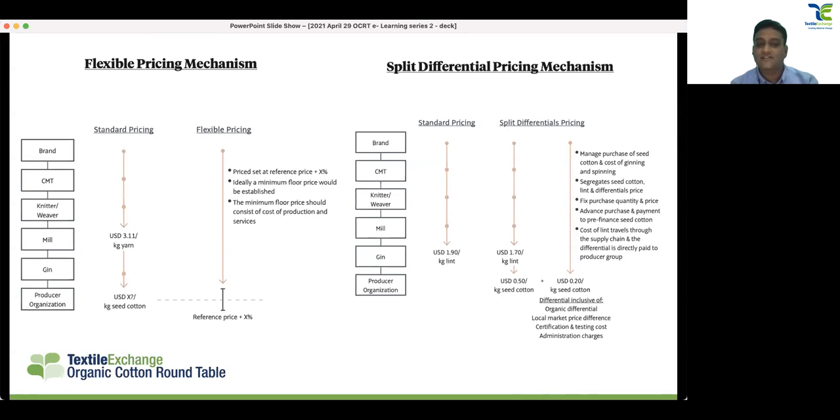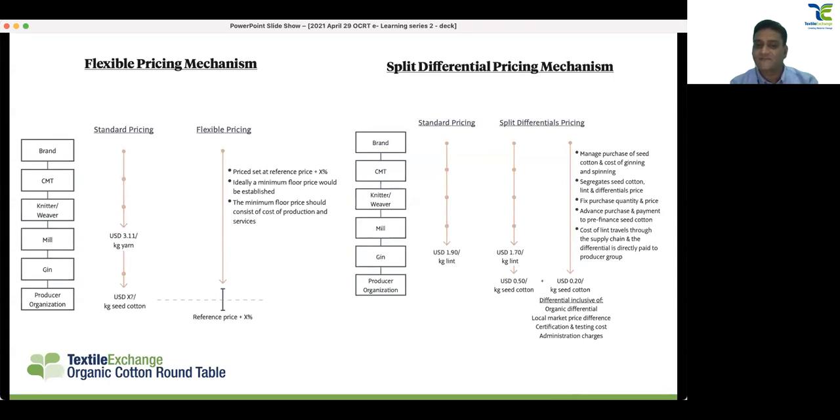Another very interesting model, which we have learned from the industry on the ground, is a split premium model. The supply chain will run exactly as a conventional one. There is no difference at all. What we have seen is that the price for the organic differential has to be paid separately. Either you pay directly through the brand to the producer, or you pay through your supply chain, but not involving all supply chain actors such as the garment factory, knitting factory, spinning factory, or ginning. You just fix the price.